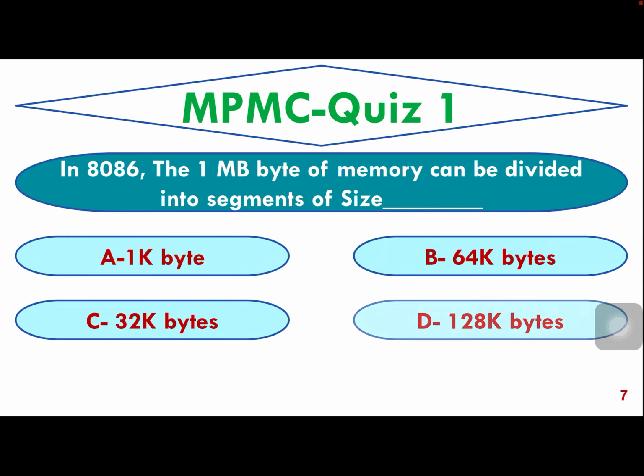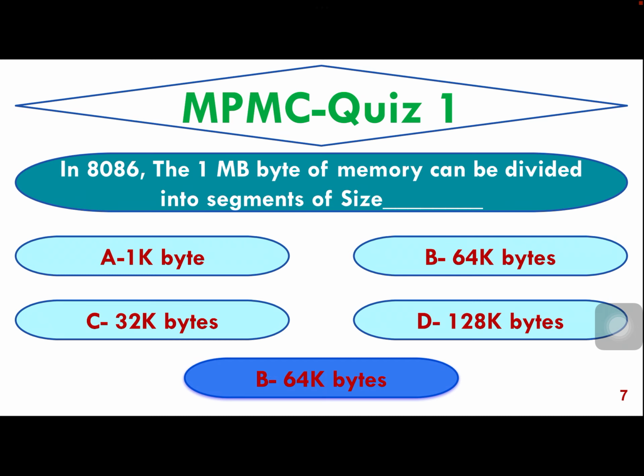In 8086, the 1 megabyte of memory can be divided into segments of size A 1 kilobyte, B 64 kilobytes, C 32 kilobytes, and D 120 kilobytes. The answer is B 64 kilobytes.